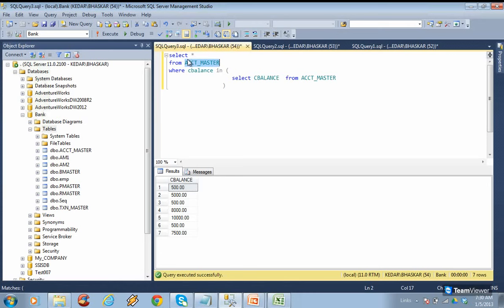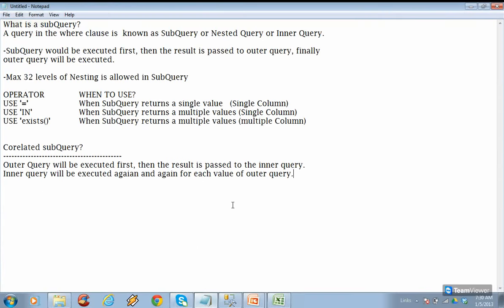But in correlation, the name itself clearly says correlation. Even though I have 10, 20, 30 there, the outer query will pass 10, then the inner query will work on it. Then the outer query will pass 20, and the inner query will work on it. The outer query will pass 30, then the inner query will work on it. That is the meaning I have written here. So let us read this.